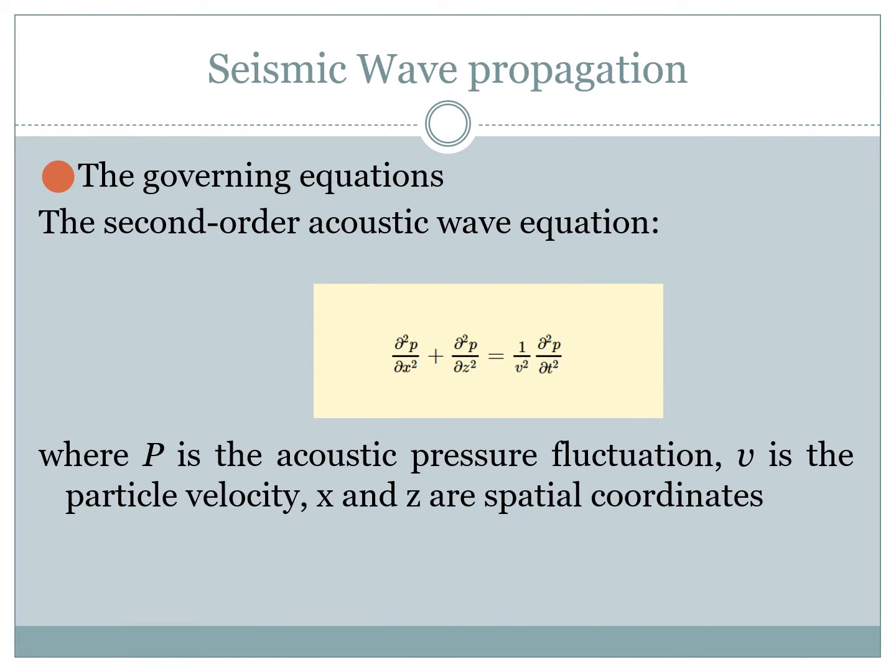So when my mentor and I were carrying out this experiment, we used this governing equation. This equation is called the second order acoustic wave equation, and it describes the relationship between the acoustic pressure fluctuation, the partial velocity, and the spatial coordinates.